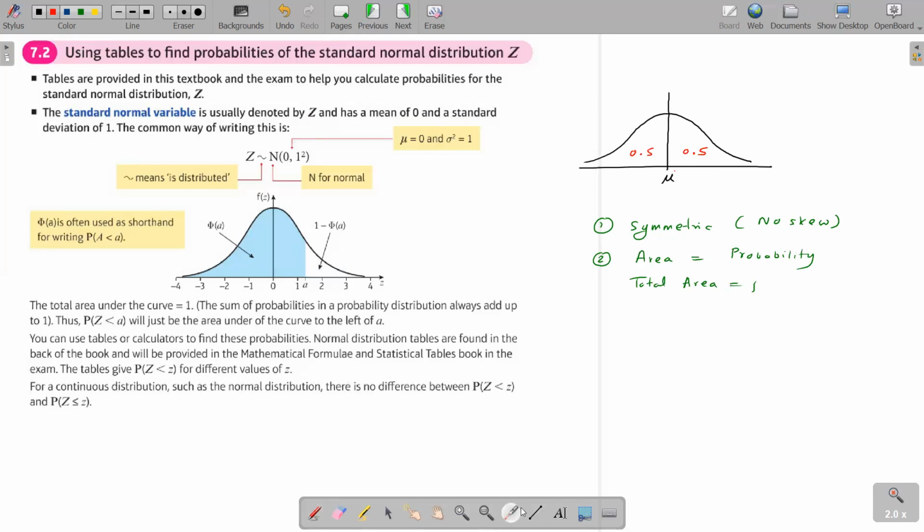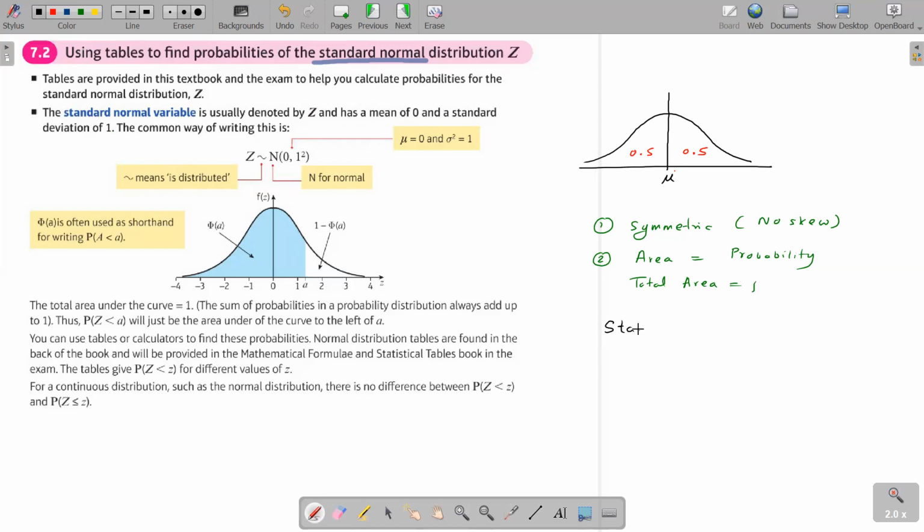We were working with the normal distribution in the previous exercise as well, but now this is the most important one, because we learn about a very special type of normal distribution, and that is called the standard normal distribution. Tables are provided in the textbook and the exam to help you calculate probabilities for the standard normal distribution. The standard normal variable is usually denoted by capital Z and has a mean of 0 and a standard deviation of 1. This is very important.